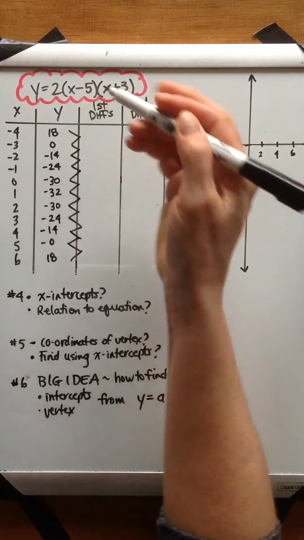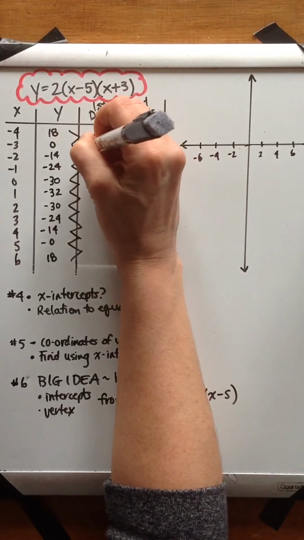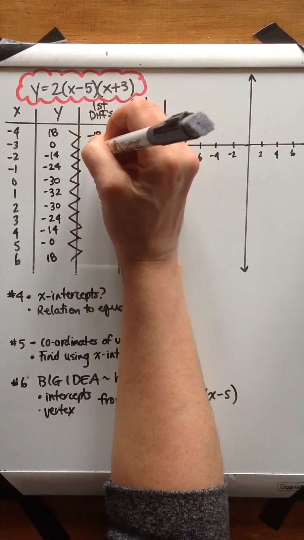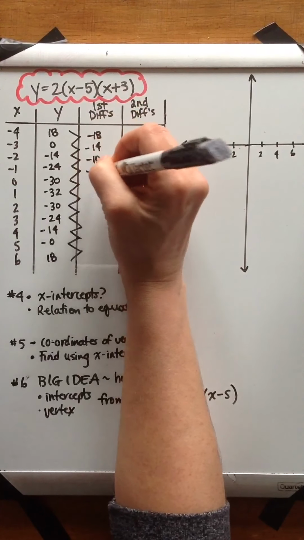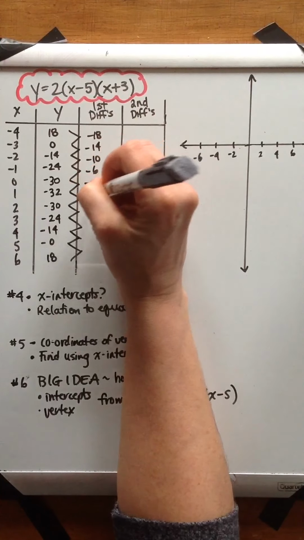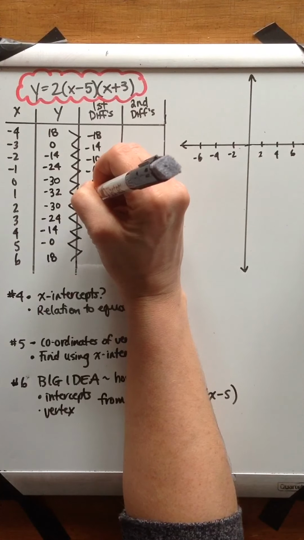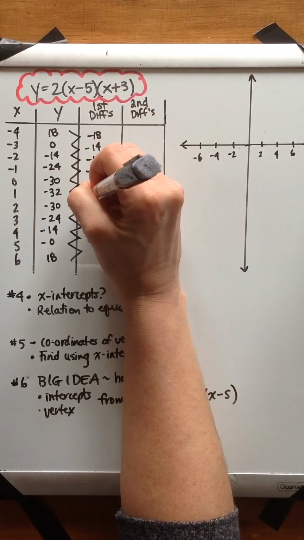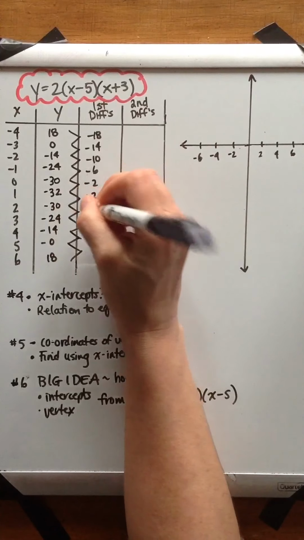So to go to negative 18 to 0, I go down 18. And to go to negative 14 from 0, I go down 14. And then I go down 10 to get to negative 24, and down 6 to get to negative 30, down 2, and then I start to come back up. Now I'm getting more positive.